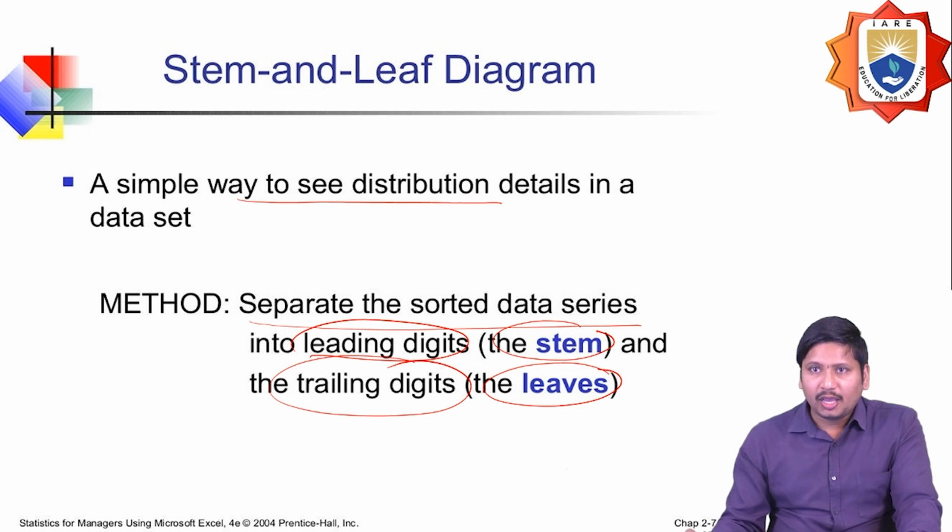So this diagram separates the sorted data series into two parts: a leading part and a trailing part. The leading digits we call the stem, and the trailing digits we call the leaves.